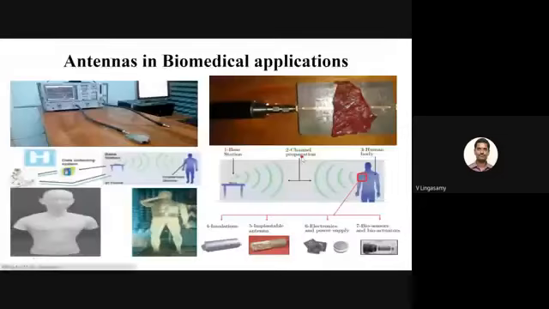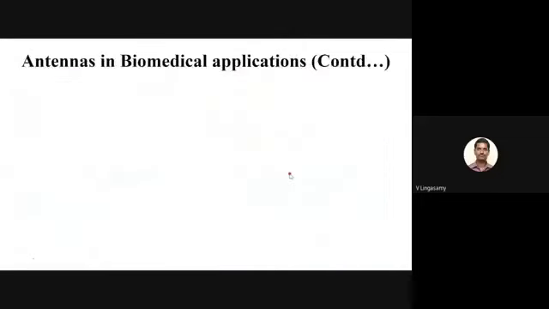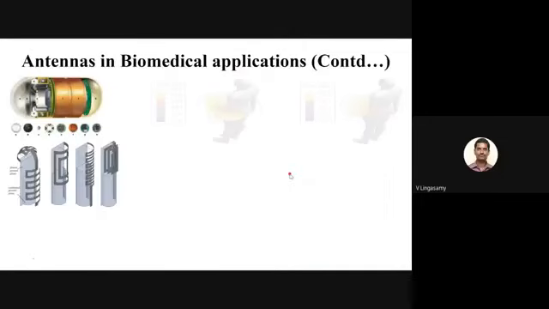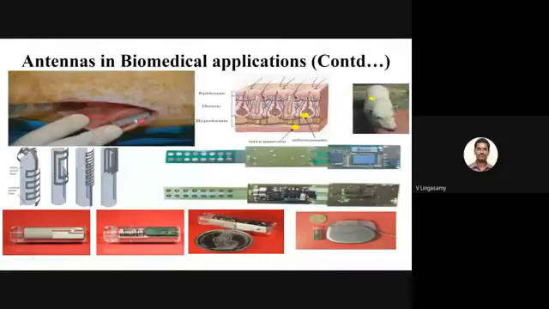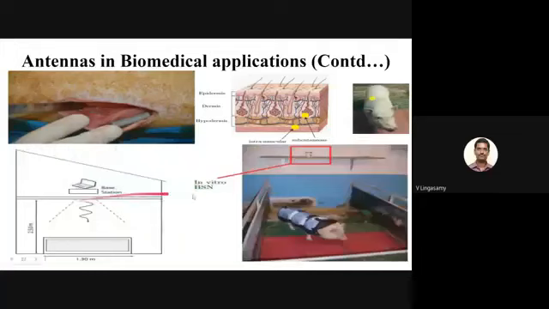And some of the antennas are used in biomedical applications as well. We have seen biomedical applications. You can see here that you are developing a capsule kind of antenna, and then you are placing it inside the pig, in the muscles of the pig, and then you are monitoring the pig wherever it is going. You are using a base station. You are able to monitor wherever this pig is going.